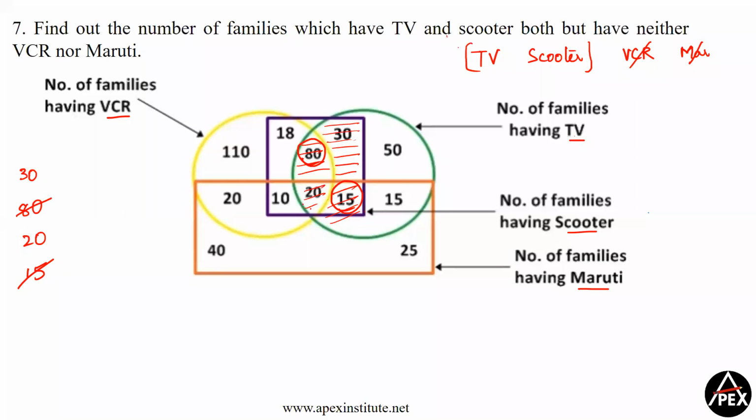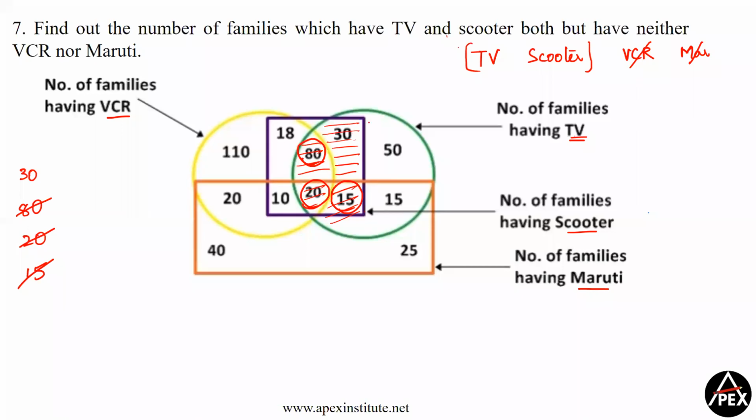Now coming to these 20. What do these 20 families have? They have TV, they have VCR, they have scooter, and they have Maruti also. They're having all these four goods with them. Okay, so we cannot consider the 20 as well.